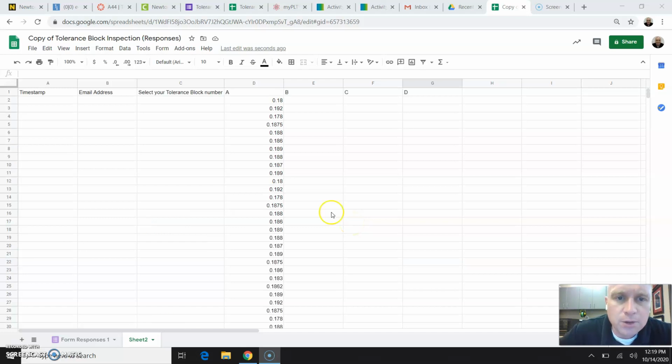...you through how to set up the statistical analysis that we're going to use for our tolerance block inspection dimensions. And so you should have the data for hole A through D.